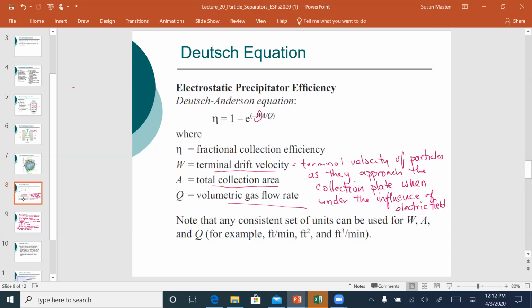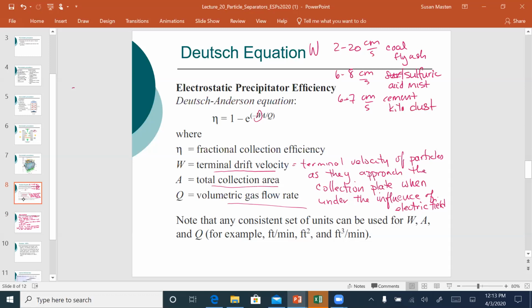industries. And this drift velocity, just to give you a sense of the range, ranges from about 2 to 20 centimeters per second. These are the drift velocities for coal fly ash. About 6 to 8 centimeters per second for sulfuric acid mist. About 6 to 7 centimeters per second for cement kiln dust.